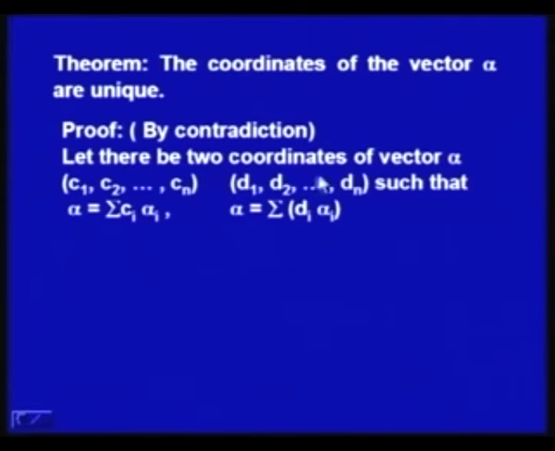So, let there be two coordinates of a vector alpha belonging to V, namely (C 1, C 2, ..., C n) and (D 1, D 2, ..., D n) with respect to the ordered basis, such that alpha is a linear combination of the vectors alpha i of the ordered basis, alpha is equal to summation C i alpha i, and alpha can also be expressed as summation D i alpha i. The C i's and D i's are the coordinates of the vector alpha.